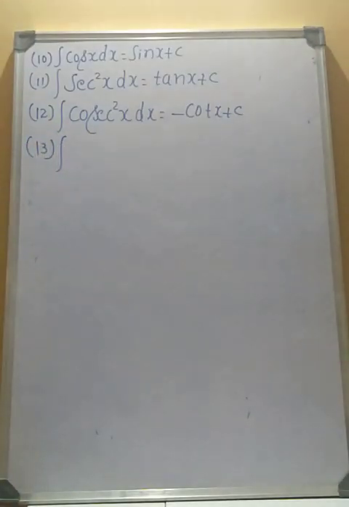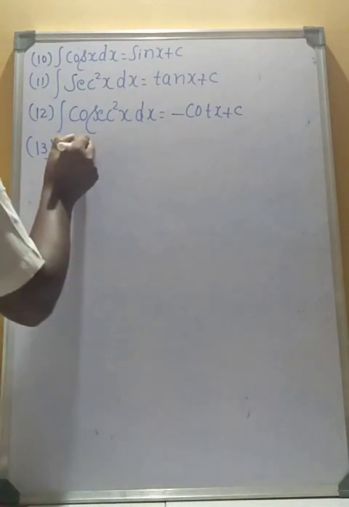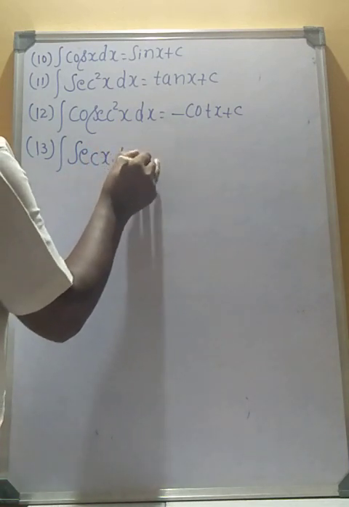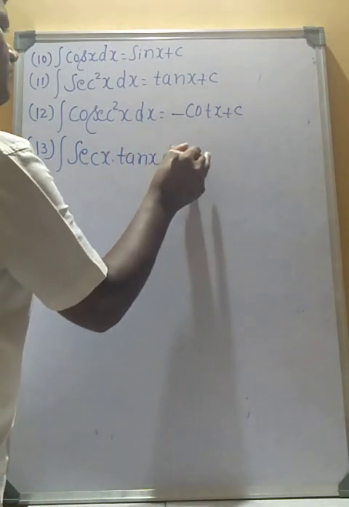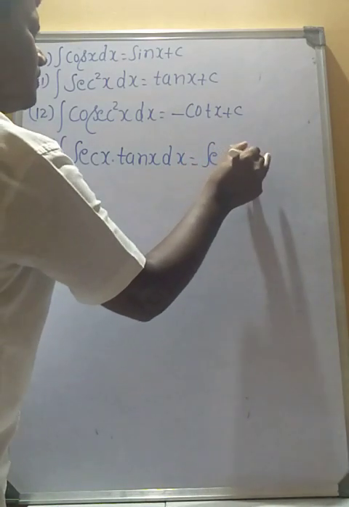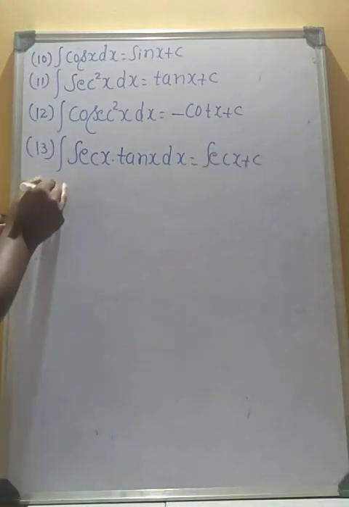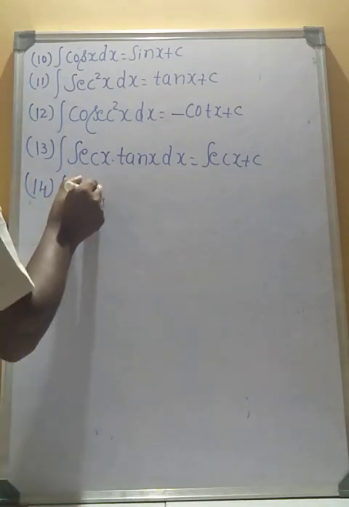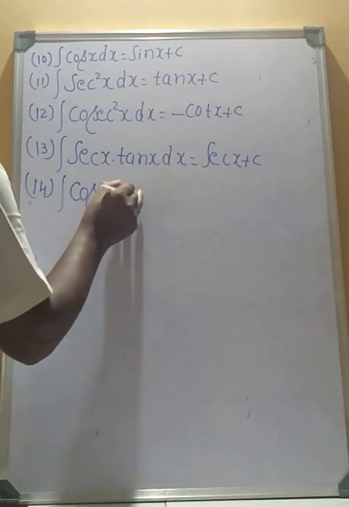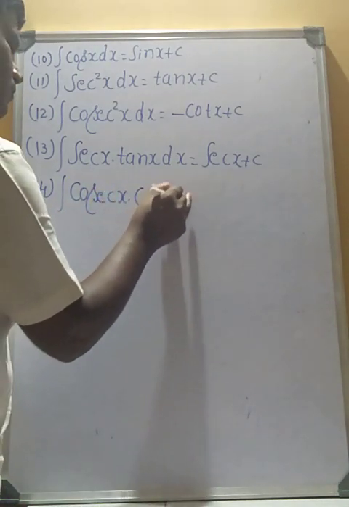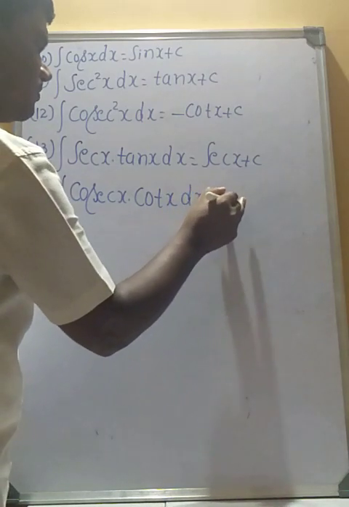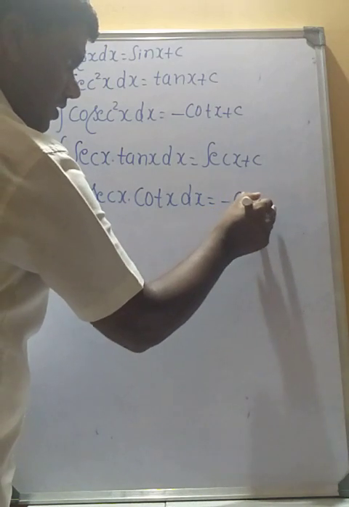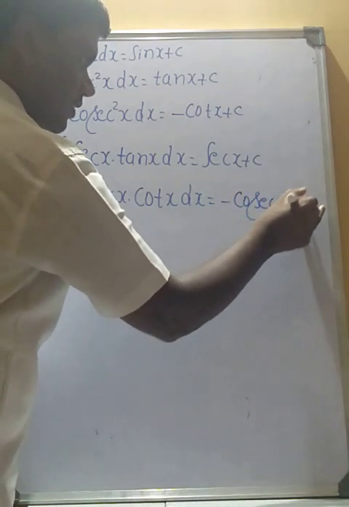Integral of secant x into tan x into dx is equal to secant x plus c. Integral of cosecant x into cot x into dx is equal to minus cosecant x plus c.